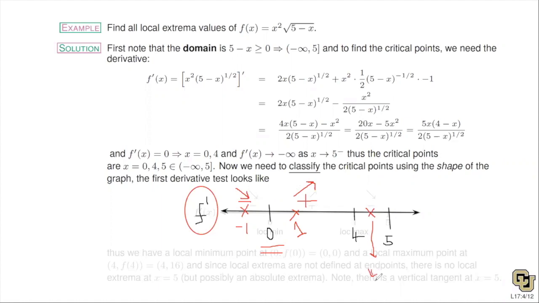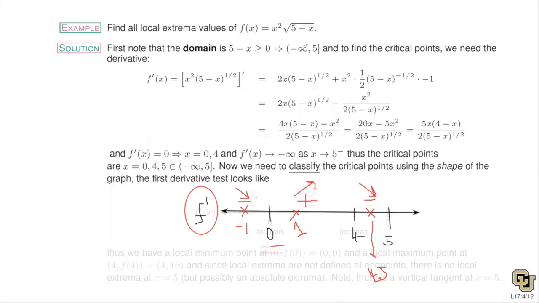Finally, let me plug in 4.5, a number between 4 and 5, into the derivative. Every term is positive except this term: 4 minus 4.5 will be negative. So the derivative is negative between 4 and 5, so it's decreasing. So here I have a local max at 4. You can see it's increasing before 4 and decreasing after 4.